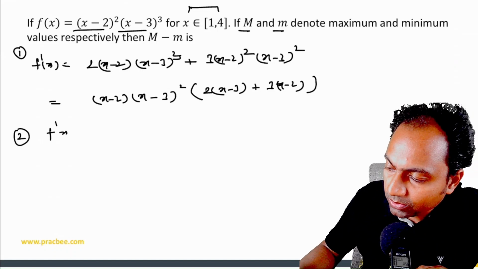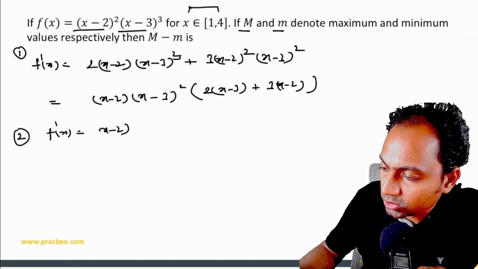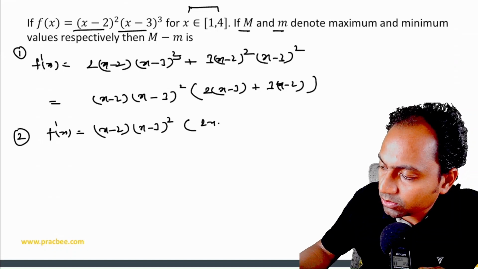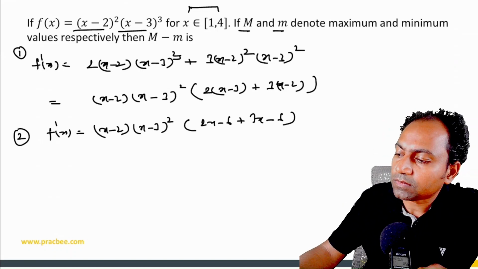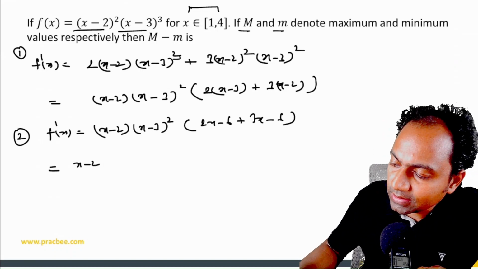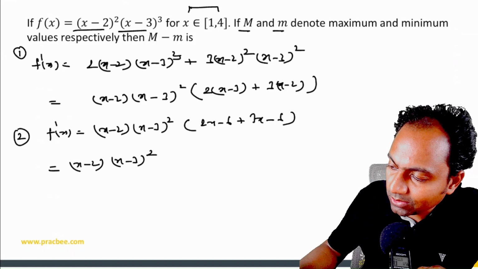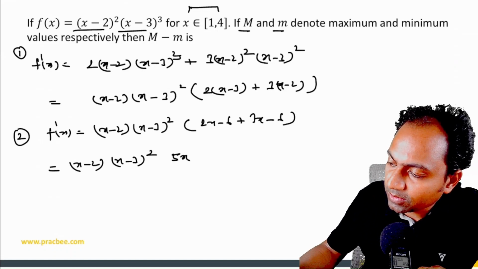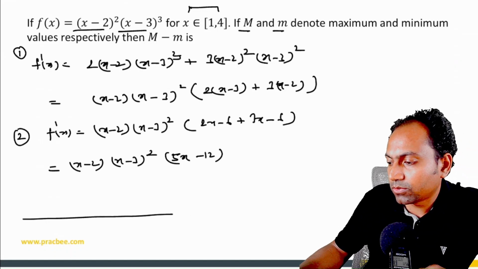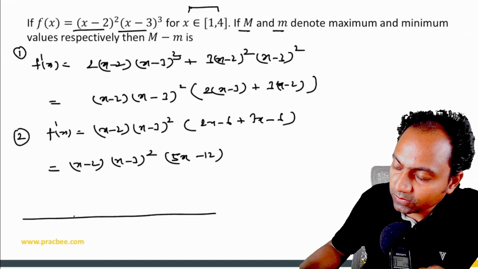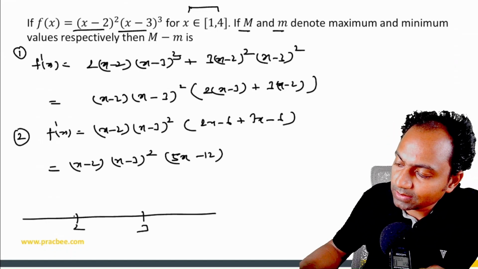So I am going to write it down. Let us see what are the possible values we are getting. And this becomes 2x minus 6 plus 3x minus 6. And if I simplify, it is x minus 2, x minus 3 whole square, and this becomes nothing but 5x minus 12. So now what we are going to do next is we are going to draw the wavy curve diagram. So there is one very important point 2, then there is 3.